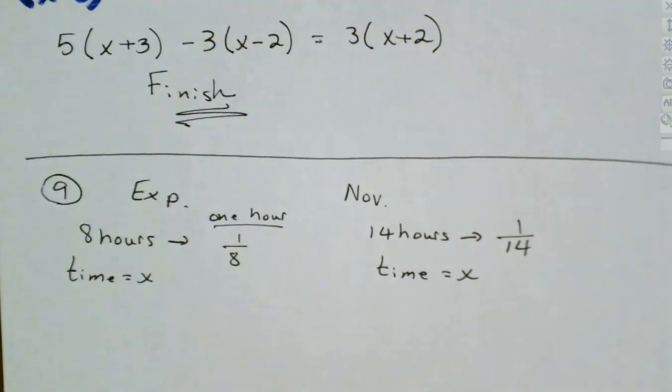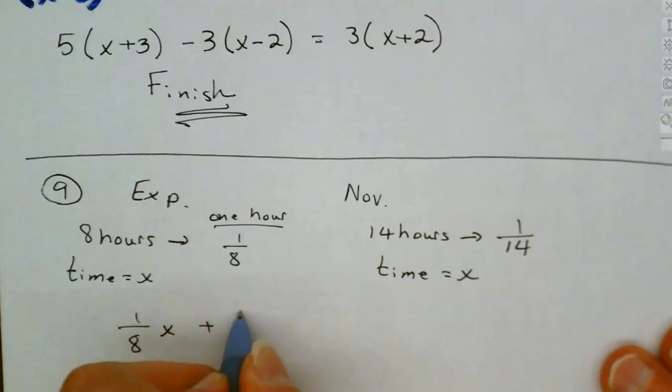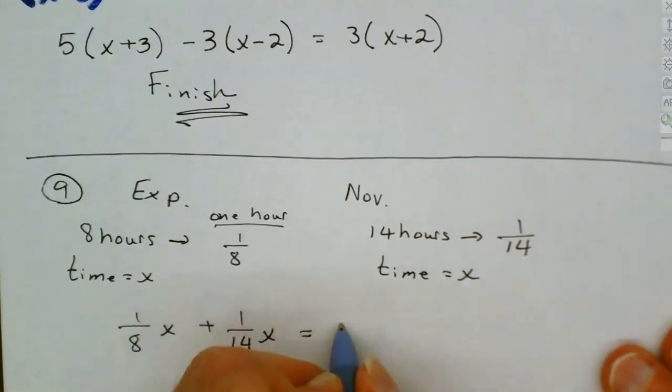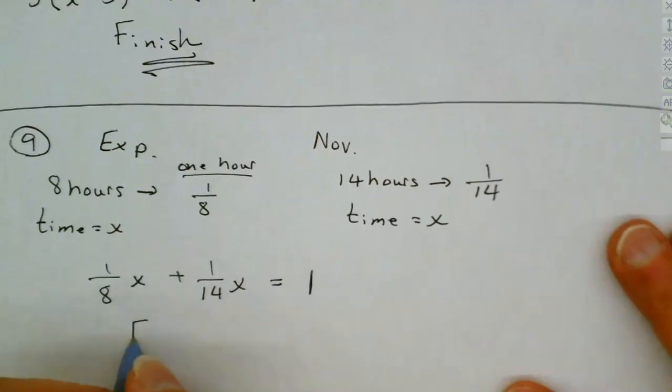Now, what are we doing here? Adding or subtracting? Adding, because they're working together. So what does our equation look like? Yep, x over 8 plus x over 14, and that equals what? 1. Always 1. Now, how can you finish this? You're going to have to multiply everything by what? I think, yep, 56. You clear it from there. Okay, so you can finish it.